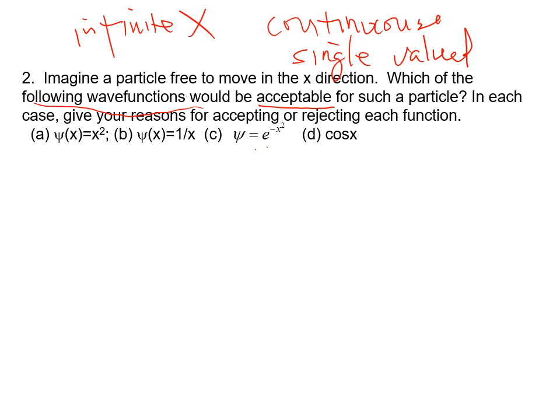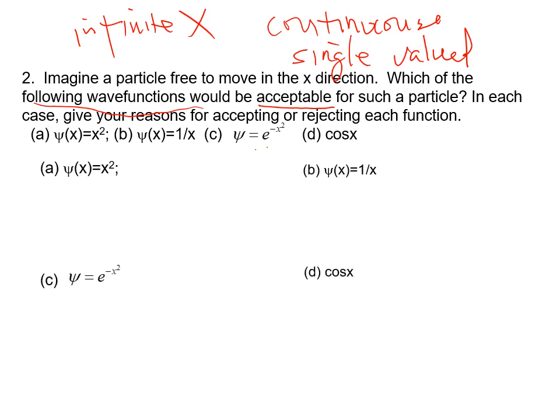And also, the fourth one is that the wave function's first order derivative must be continuous, and this is due to the Schrodinger equation, which is a second order differential equation. So the first order derivative must be continuous. Now let's look at 4 functions.